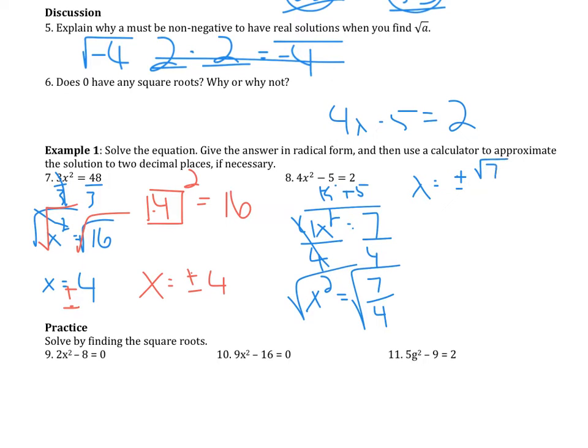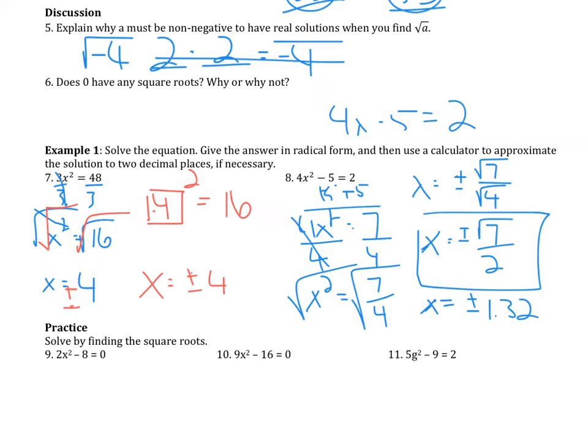Now rewriting it, we get the square root of 7 over the square root of 4, which square root of 4 we can simplify, so that gives us plus or minus the square root of 7 over 2, which then, using a calculator, that gives us x equals plus or minus still 1.32. Now you won't always have to do it. Oftentimes that would be an acceptable answer, but just knowing sometimes we may need to get decimals depending on the context of the problem.